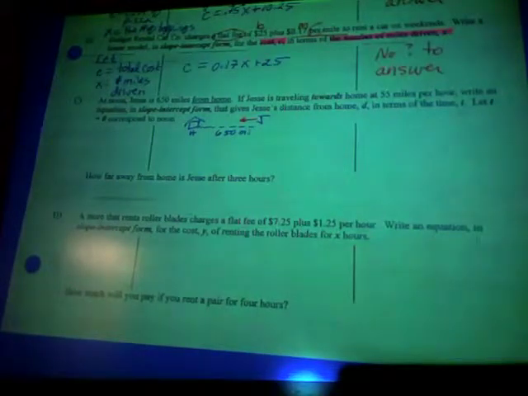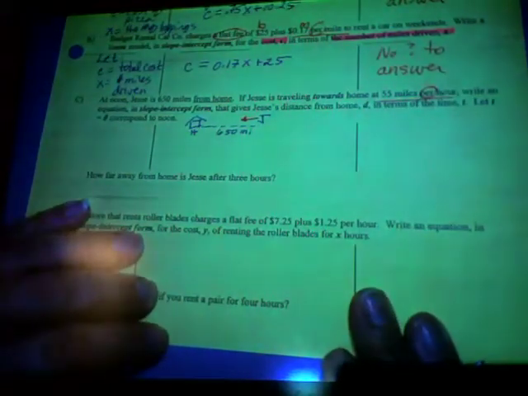Because in your homework it might say that you're traveling away from home. And wouldn't that be increasing the distance? Okay. And he is going 55 miles per hour. Isn't that one of those pers? So what does that mean? Is this M or B? It is M. So the 55 is going to be our M.